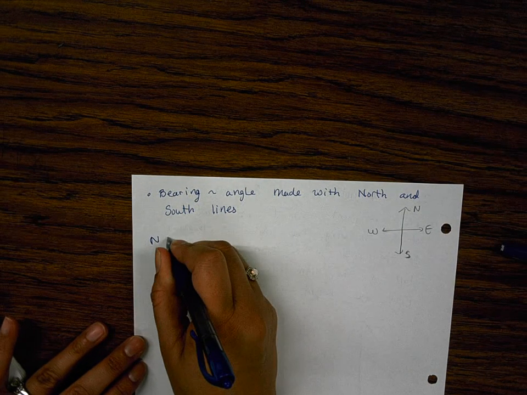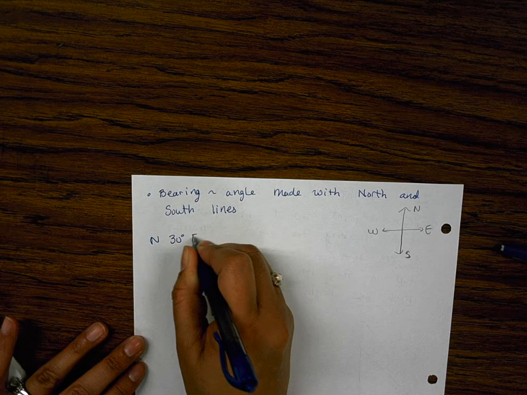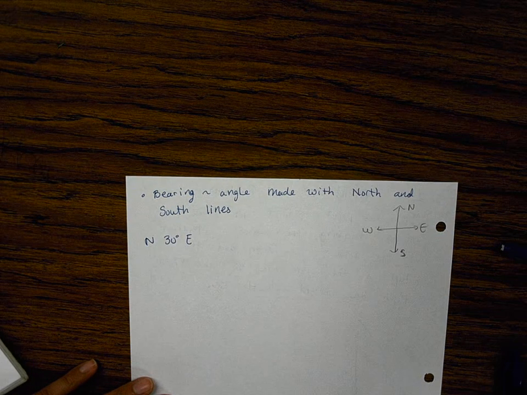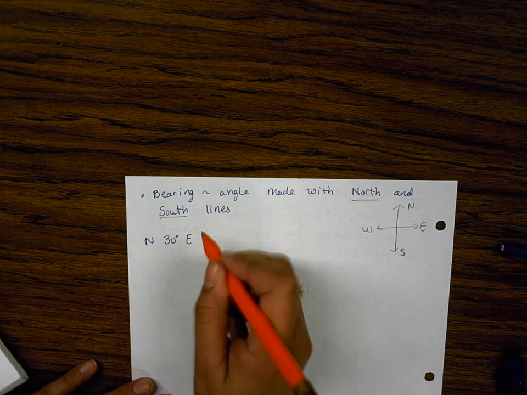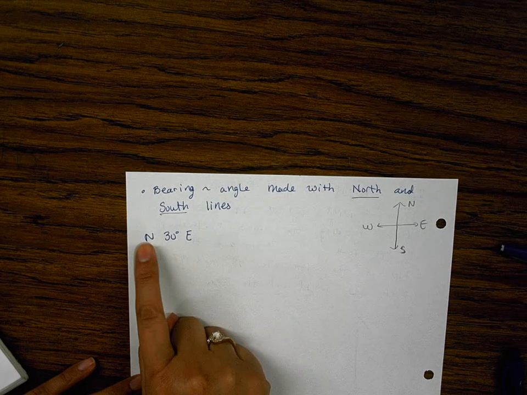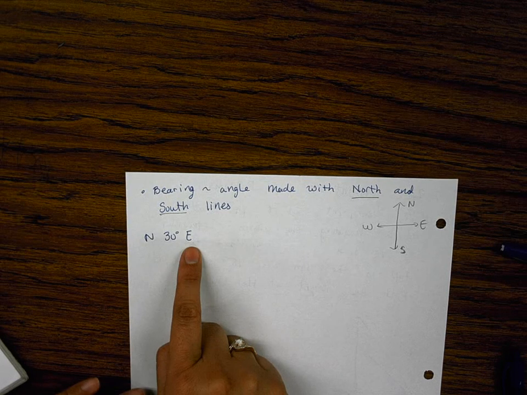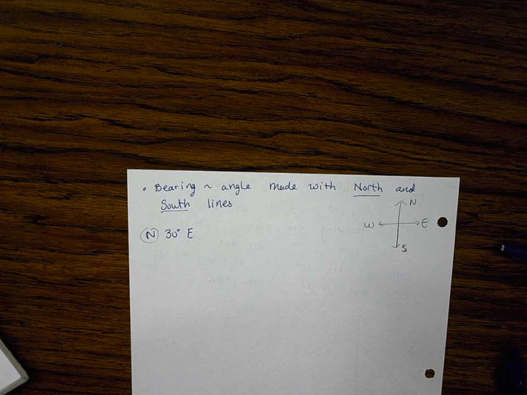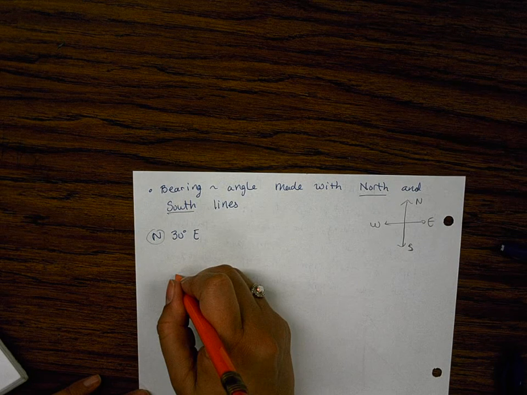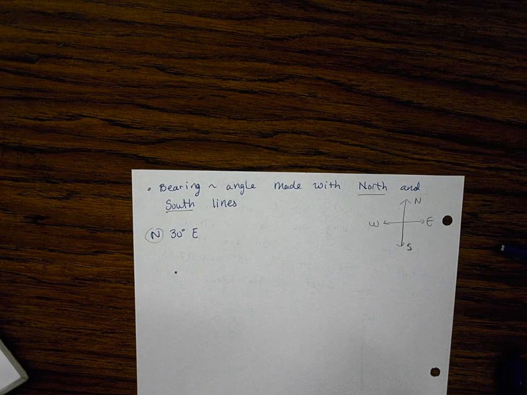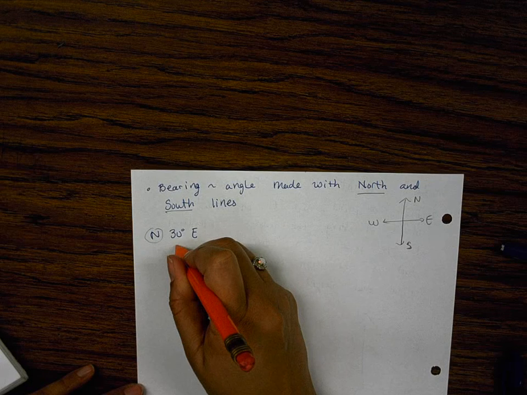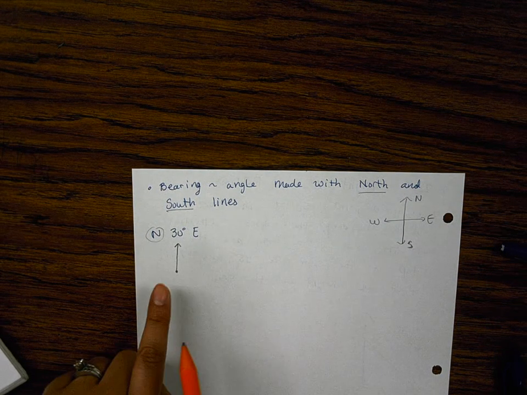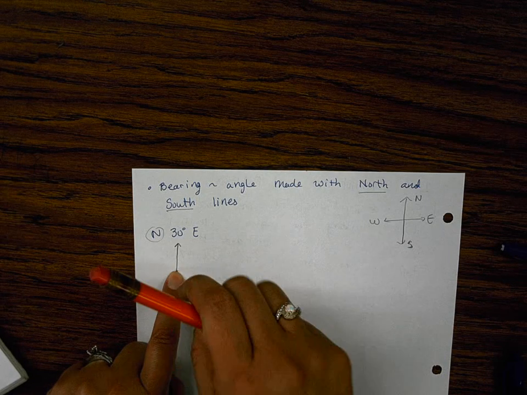Okay, so you're going to see stuff like this. N 30 degrees E. The first one will always be N or S because using north and south lines is what we always start with. We always start with north or south, and we always end with west or east. Okay, so north, what you're going to do is draw a line facing north. So I'm just going to start with the point, and if I'm facing north, my arrow would be going upward. Okay, so that's my north line.